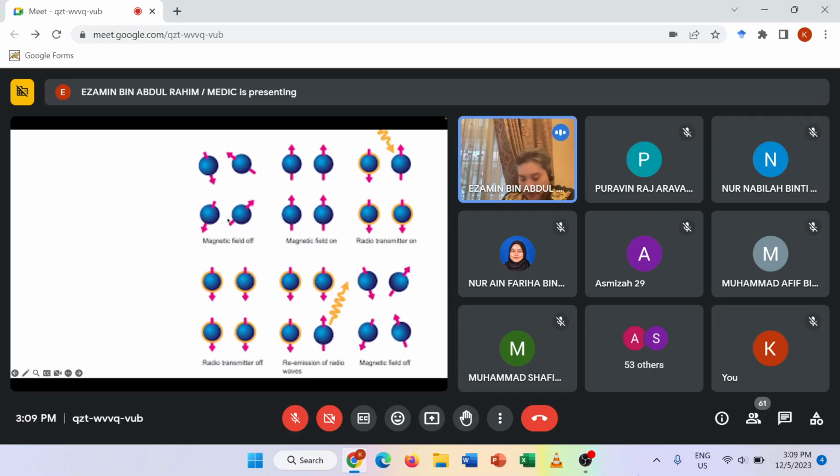Because our body is 70 to 80% fluid. At rest, the fluid has no precession, no direction. Once we put the patient into the magnetic field, they start to align to one direction, and then we give the radio transmitter, RF we call it.